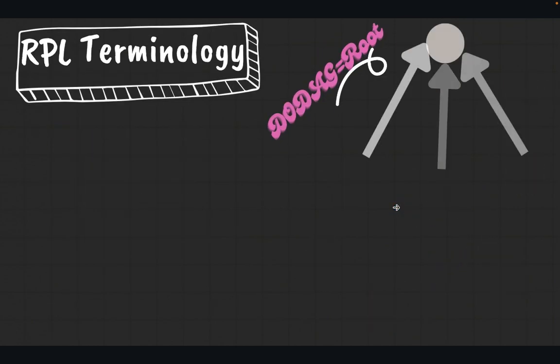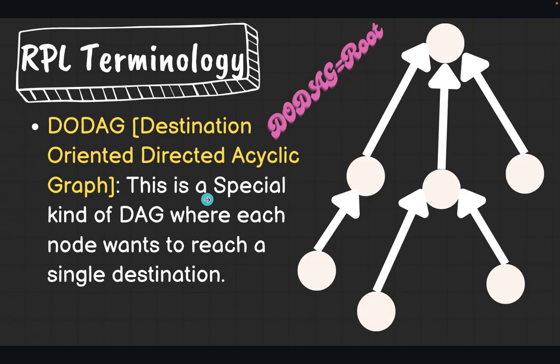Next, DODAG. DODAG stands for Destination Oriented Directed Acyclic Graph. This is a special type of DAG where each node wants to reach a single destination. For example, if you take this whole graph, here we have certain nodes. All the nodes are directed towards the top, which is called the DODAG root. It is taking the path from this node to this node, this node to this node, and it is this.